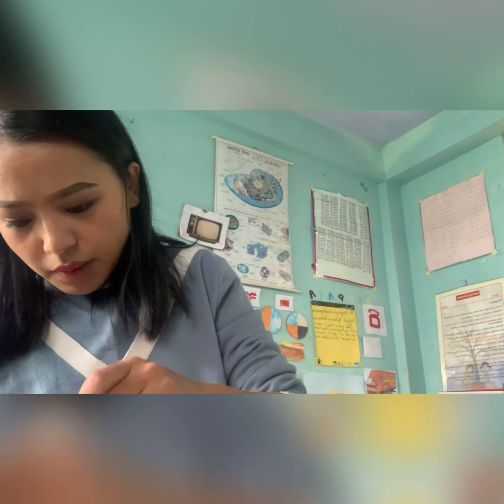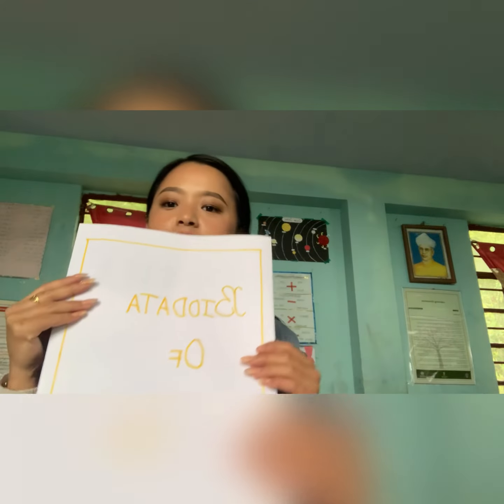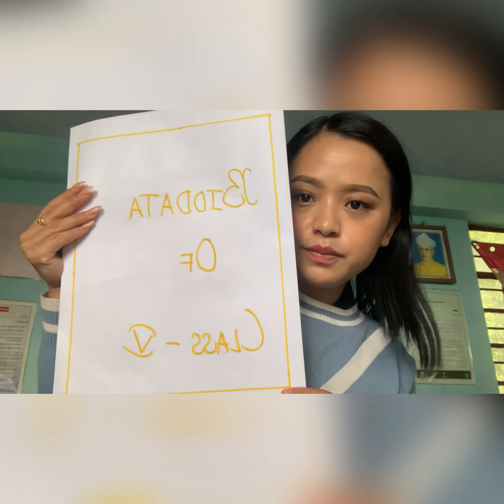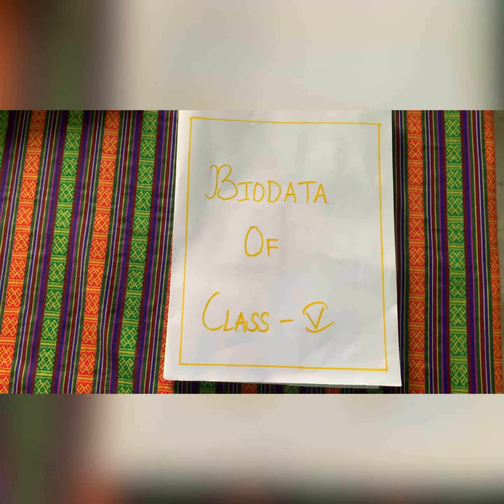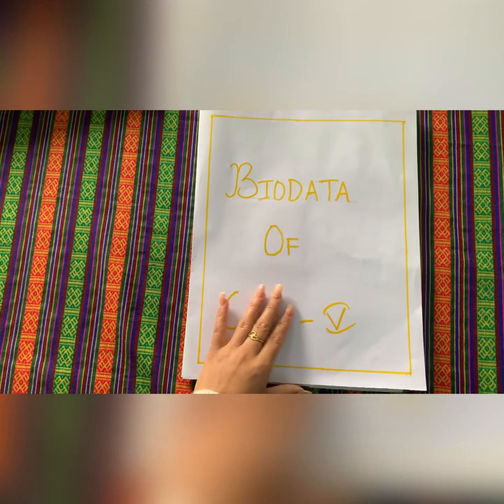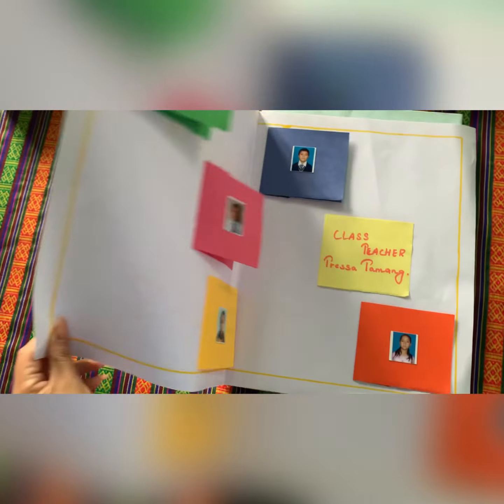And now I use color to copy. Okay, so it is 6th period right now. I am almost done with my biodata. So I'm almost done with my biodata. This is how it looks.